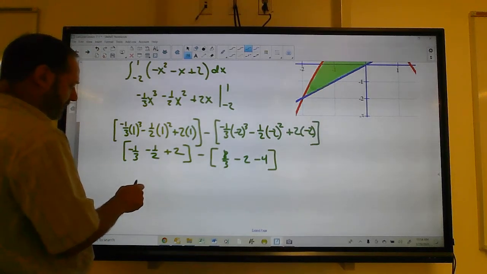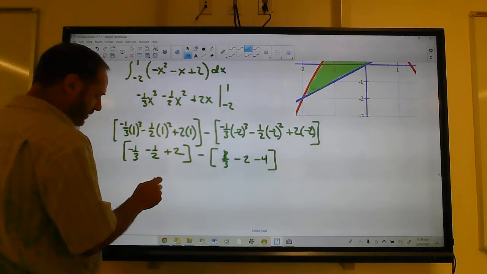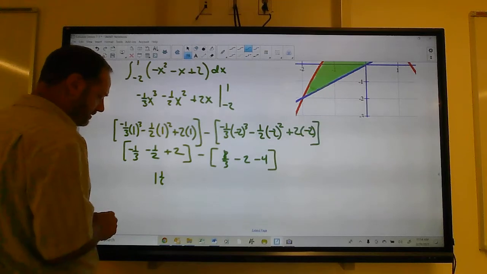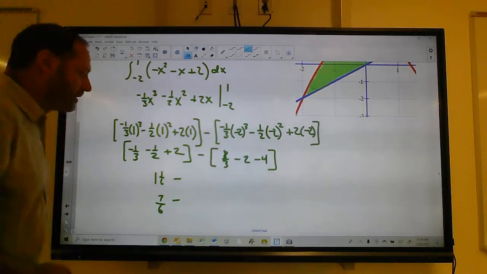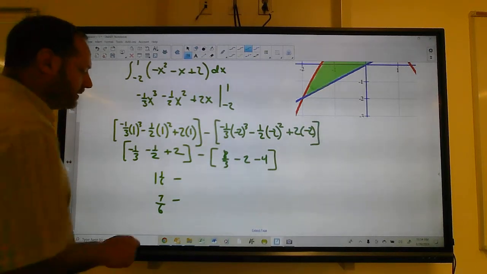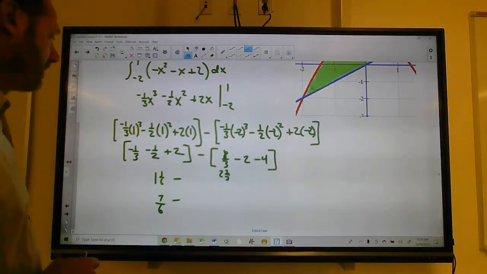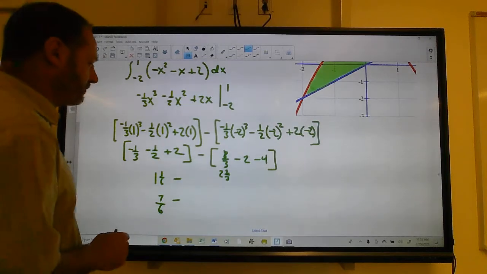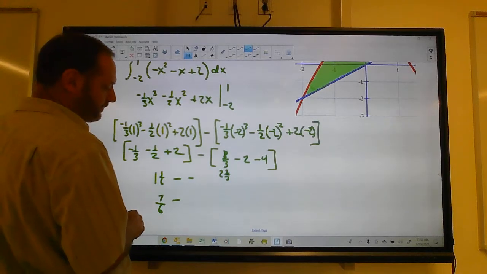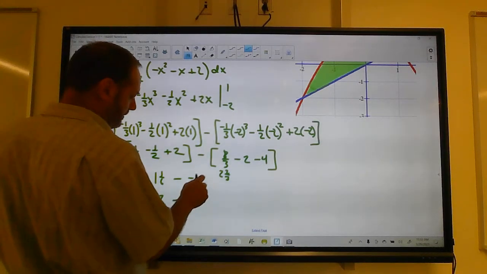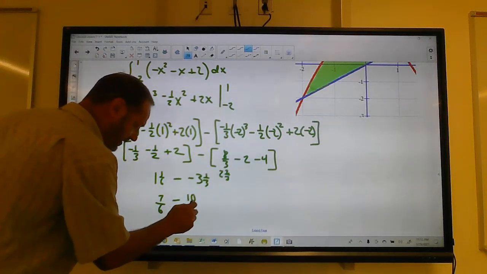Okay, so this is going to be what? This is going to be negative 5/6 here. So this is going to be 1 1/6, which we'll probably write as 7/6. And then over here, let's see, this is going to be what, 2 2/3 right here. Minus 2 would be 2/3, minus 4 would be negative 3 1/3, which would be 10/3.